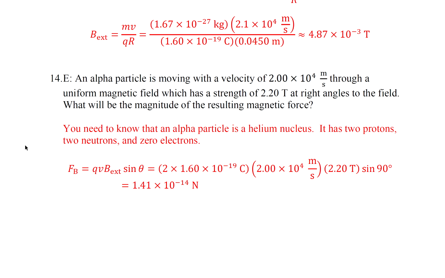Question 14, an alpha particle is moving with a velocity of 2 times 10 to the 4 meters per second through a uniform magnetic field, which has a strength of 2.2 Tesla at right angles to the field. What will be the magnitude of the resulting magnetic force? So we need to know that an alpha particle is a helium nucleus. It has 2 protons, 2 neutrons, and 0 electrons.